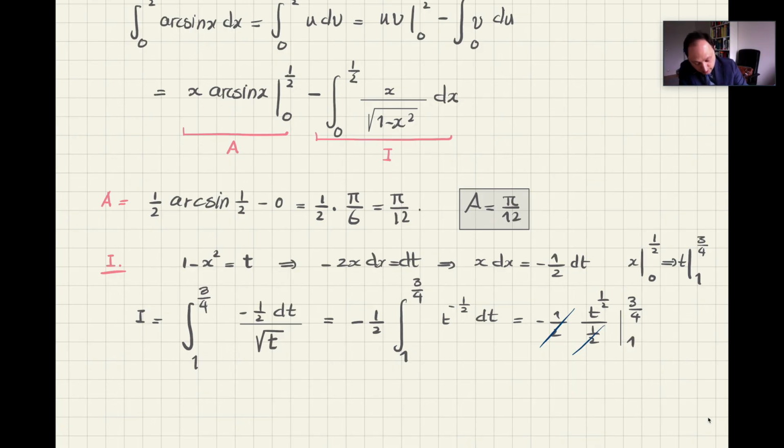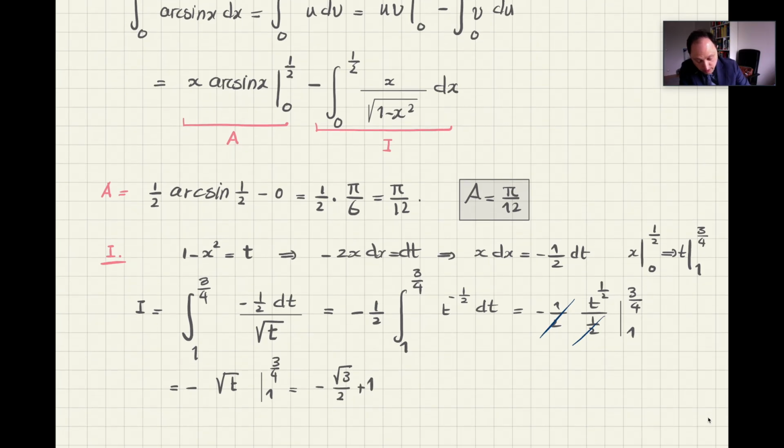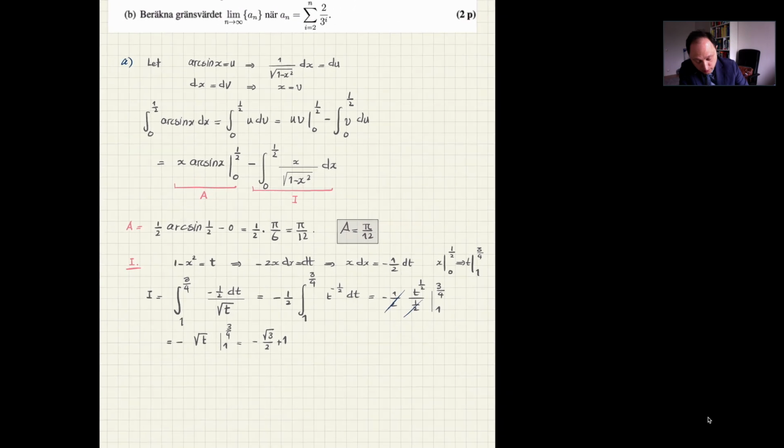So what is left is minus square root of t, because t to the power of 1/2 is a square root of t, and it goes from 1 to 3/4. And then here it becomes minus the square root of 3/2 plus 1. Yes? So in total, what would be the question mark?